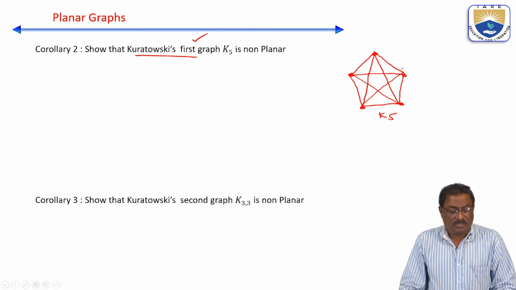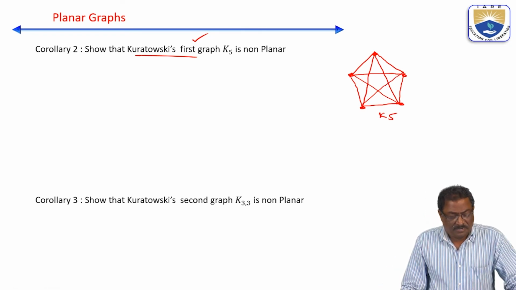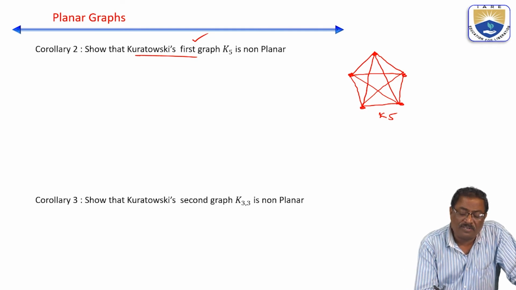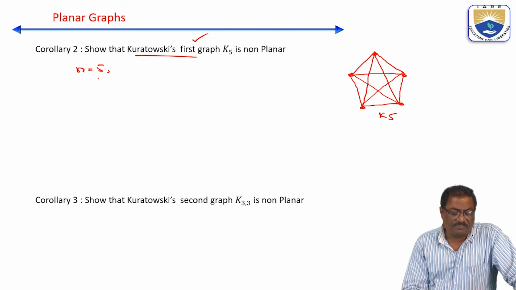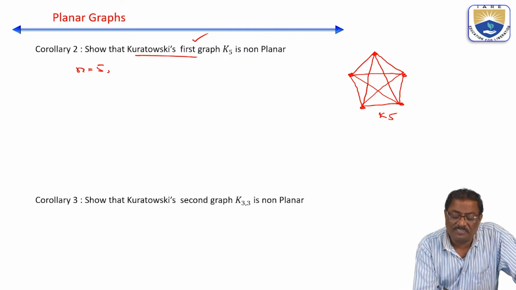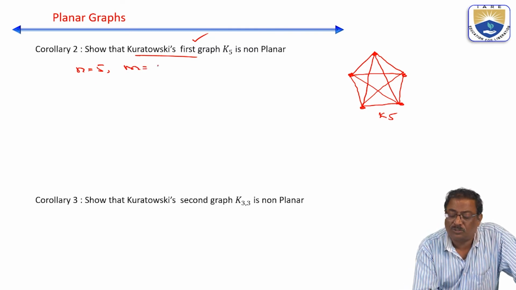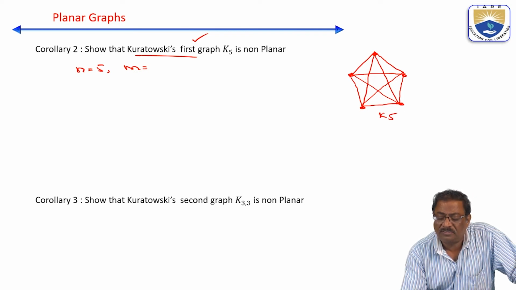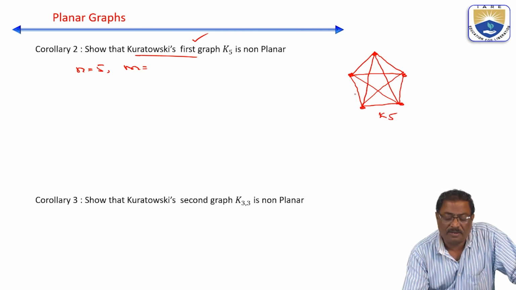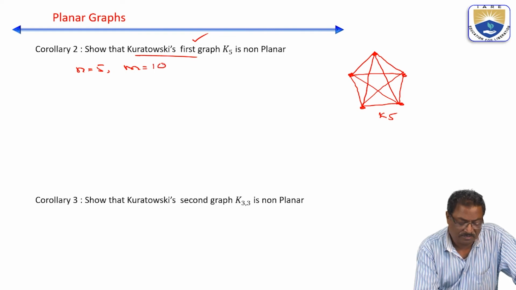So now here we are getting like this. Now how many vertices is it having? n is equal to 5. How many edges is it having? m is equal to, see here 1, 2, 3, 4. Next 5, 6, 7, 8, 9, 10. So the number of edges is 10.